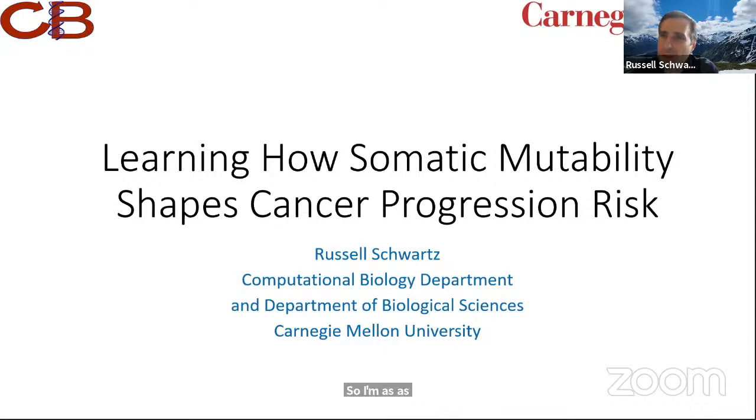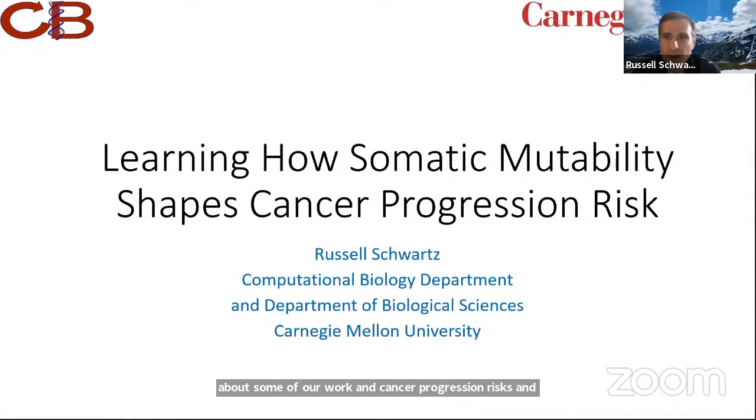As you said, I'm Russell Schwartz from Carnegie Mellon University. I want to tell you today about some of our work in cancer progression risks, in particular, bringing machine learning to understanding some of the factors that influence the risk of progression of cancers, where progression here means the process of a cancer moving from different stages of disease development. For example, it might be from a healthy cell or healthy tissue to a precancerous lesion, precancerous to cancer, and then from primary cancer to a drug-resistant or metastatic form.